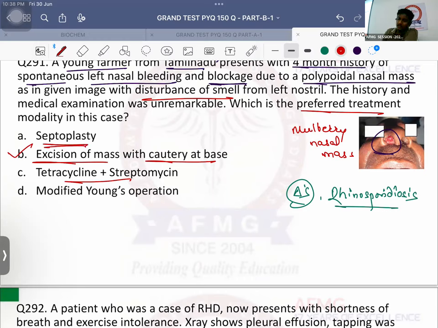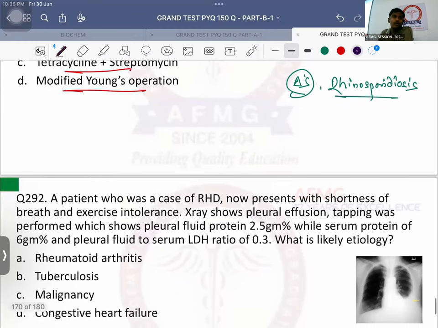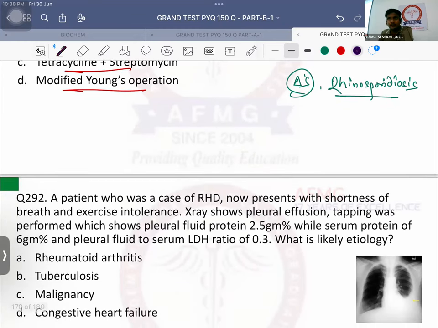Okay, septoplasty is done in case of deviated nasal septum, and modified Young's operation for atrophic rhinitis. But what is the treatment of choice for atrophic rhinitis? Alkaline nasal douching. But surgery of choice will be modified Young's. Okay, please remember that.